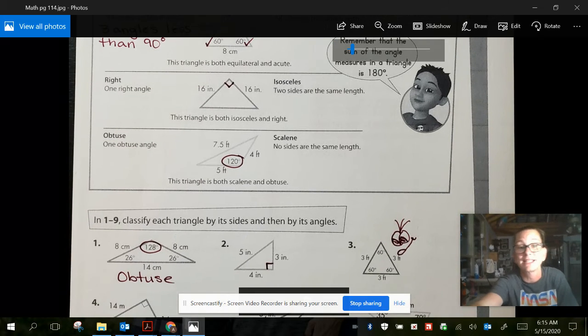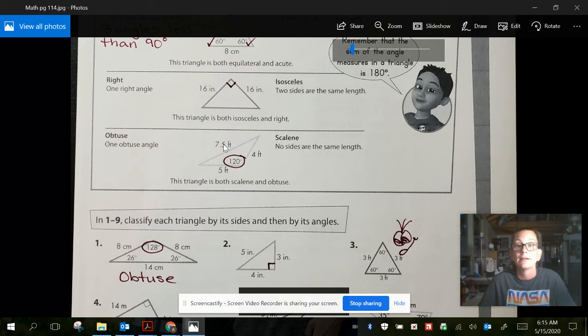And then let's look at the last example. Again, if we look at angles, we notice right away there's one, and all you need is one to be more than 90 degrees. This one is 120 degrees. That is bigger, which means that it is an obtuse triangle. Let's look at the sides, 7.5, 4, and 5. Those are the measurements. Are any of those equal? Nope. So we would call that a scalene triangle.